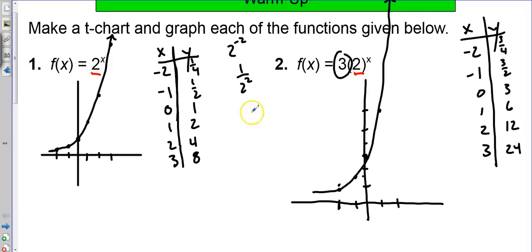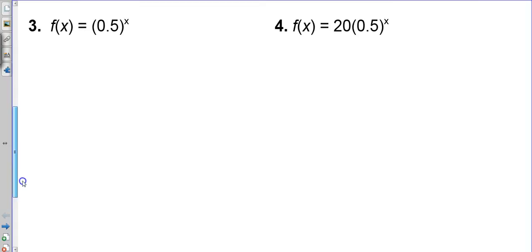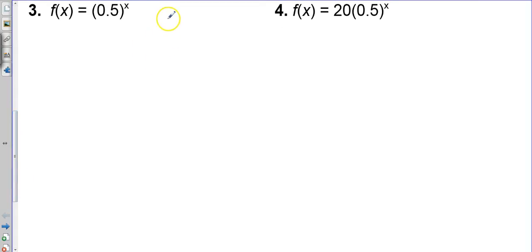They're both 2's, and notice what this graph is doing. They're both increasing. So we'll come back to that in a second. Let's do the same thing here, 0.5x.